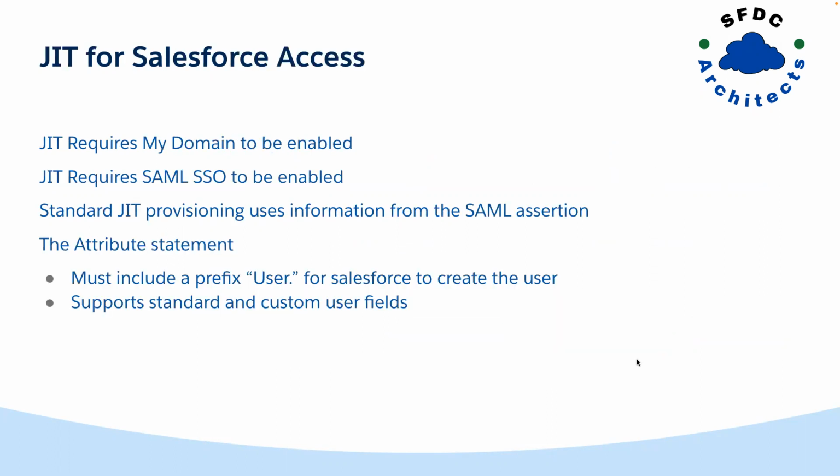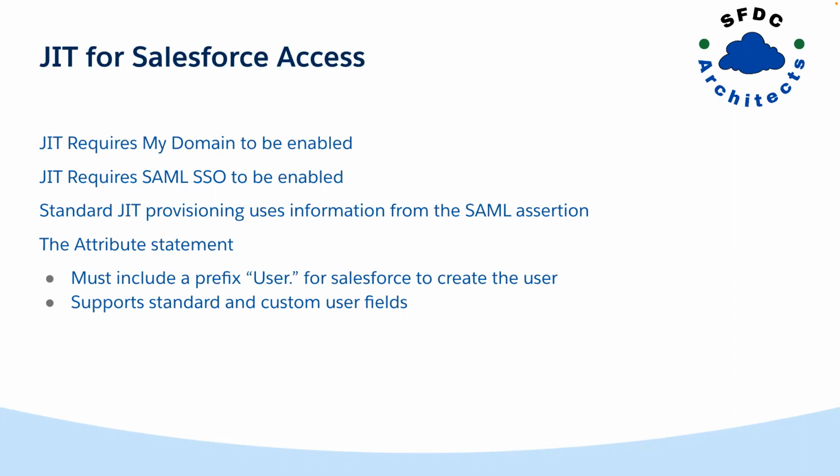Okay, let's keep going. So first, we're going to look at just-in-time provisioning for Salesforce access because it does work differently than Experience sites. It requires My Domain to be enabled. It requires SAML SSO to be enabled. And you can either use standard provisioning or you can customize it. You can work with your identity provider, and depending on the attributes that are sent from your IDP, you can use the federated ID or other user ID, username to be able to create that user.